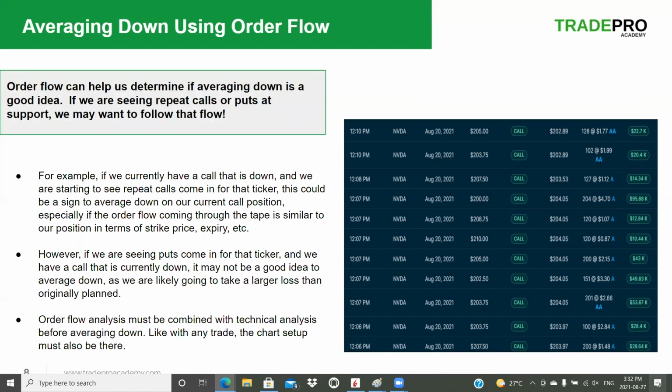However, if we are seeing puts come in for that ticker and we have a call that is currently down, it may not be a good idea to average down, as we are likely going to take a larger loss than originally planned if we decide to average down regardless of the put flow. So order flow analysis must be combined with technical analysis before averaging down. Like with any trade, the chart setup must also be there. So we need to use confluence. We need to look at order flow. We need to look at the chart. We need to make sure everything is in place, the setup is there, before we start averaging down on a losing position.